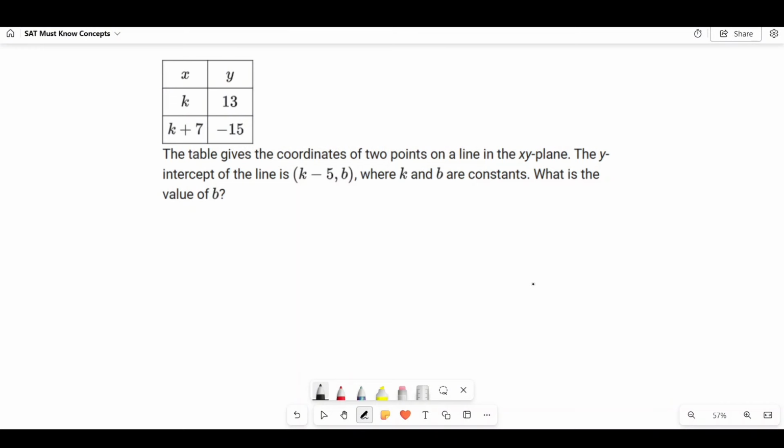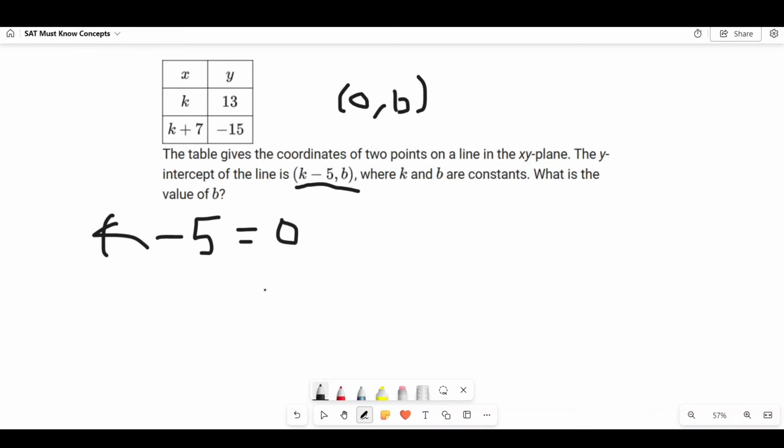Let's take this next question, which is slightly more challenging, but still tests us on linear equations and knowing our slope-intercept form. It gives us a table with 2 points, and we're asked to find the y-intercept, also known as the b value. Well, given the information that the y-intercept is at the point k minus 5, b, we know that we can set k minus 5 equal to 0, because with our knowledge of the y-intercept, we know that it's in the form 0, comma, b. So when we set k minus 5 equals 0, we get k equals 5.